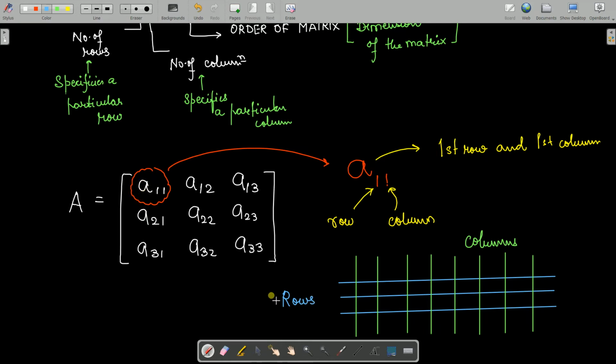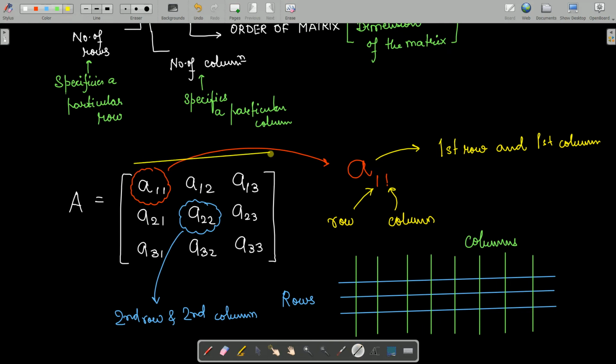So here, as you can see, we have the first row and first column, that means this part. Fine. If I select the second one, what does it mean? It means the element in the second row and second column. What is the second row? This is my second row and this is my second column. How am I able to identify? I am starting from here and going here. I am starting from here and going here. See the direction of the arrows.